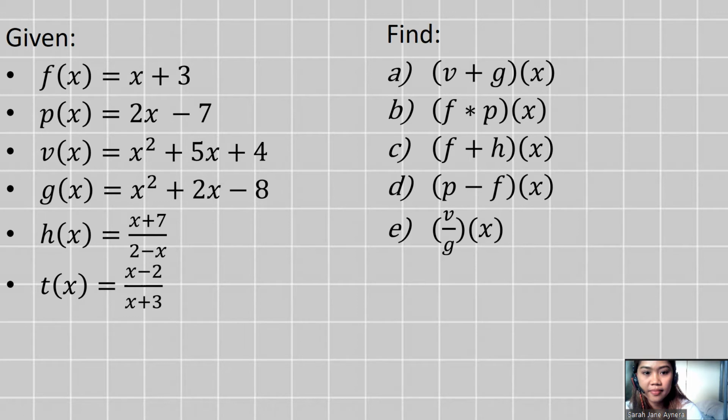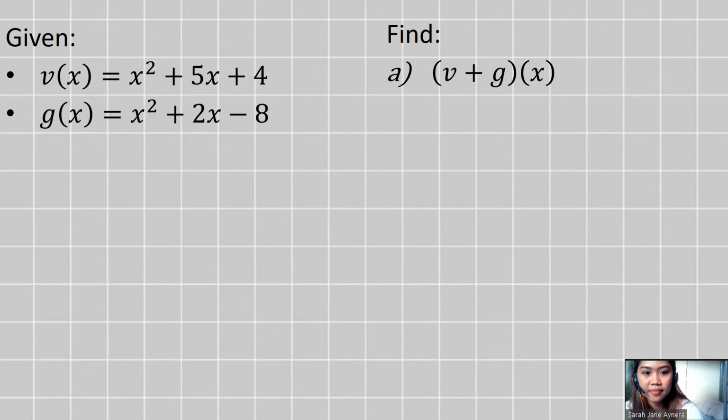To further understand the operations on functions, we have here examples. We have here function f, function p, function v, function g, function h, and function t. And we are going to find v plus g of x, f times p of x, f plus h of x, p minus f of x, v over g of x.